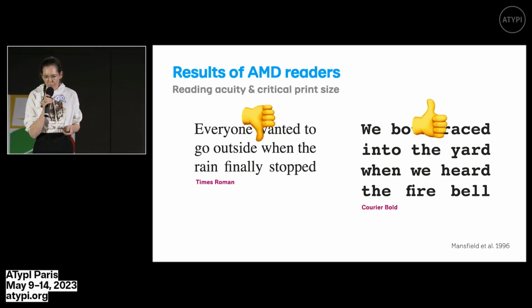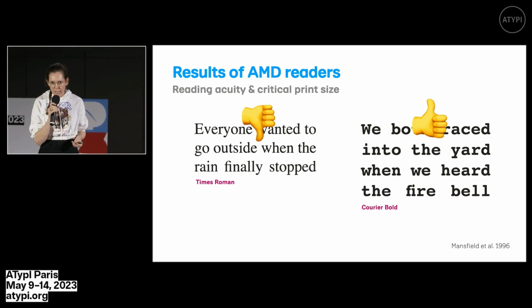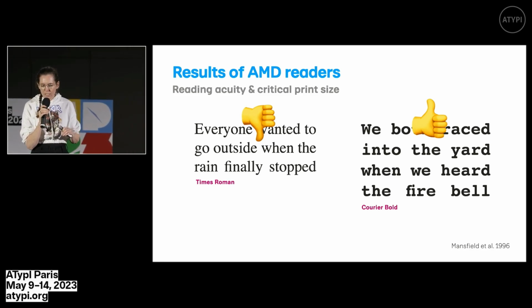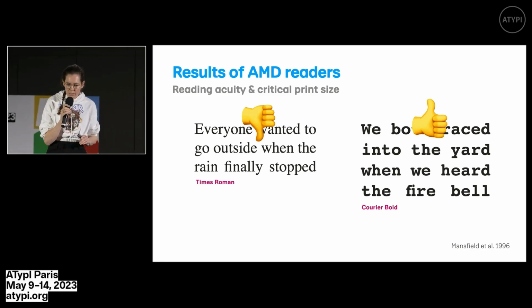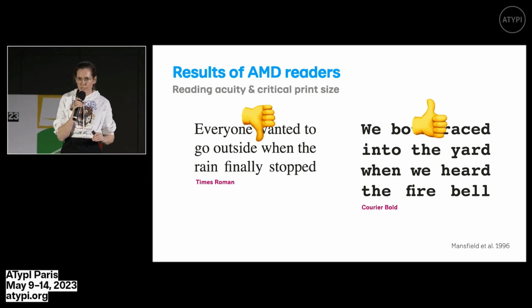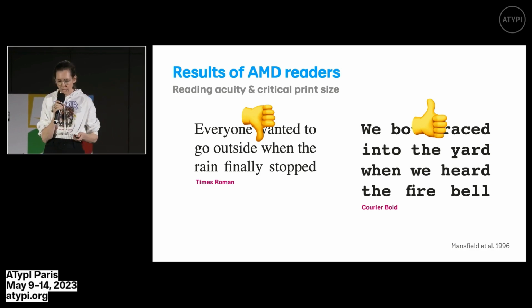So what did they find? On reading acuity, that was the smallest size where you struggle, and on critical print size, they found in both these cases for the AMD patients that Curia Bold was easier to recognize in smaller sizes. That means that you could read it in smaller sizes than you could Times New Roman or Times Roman.